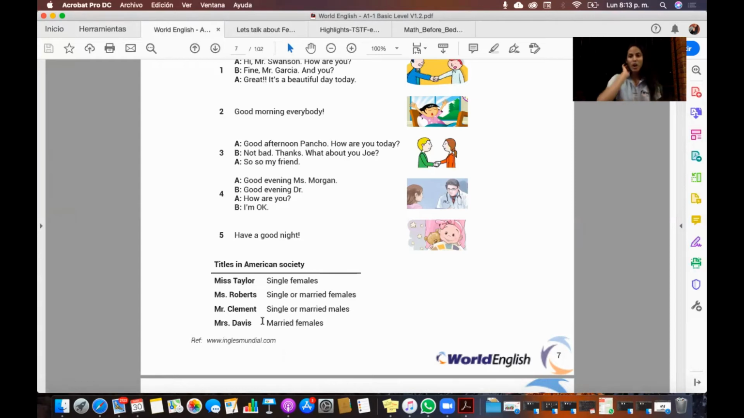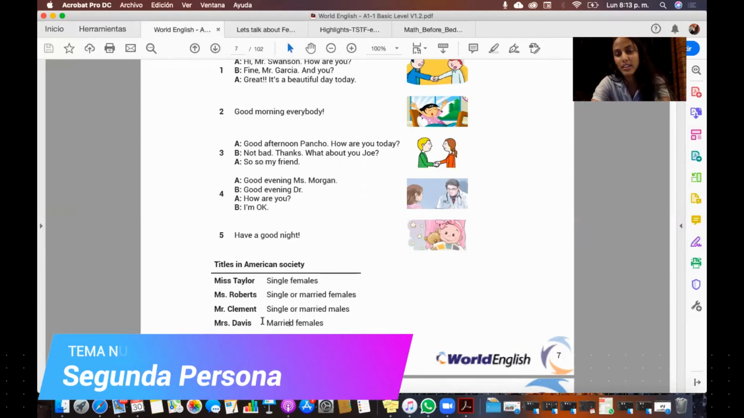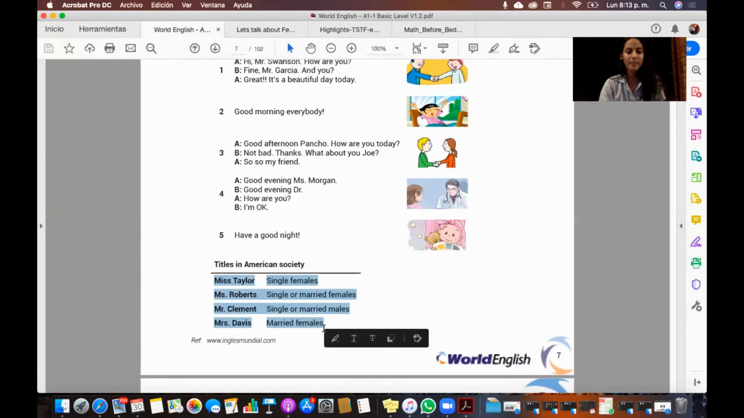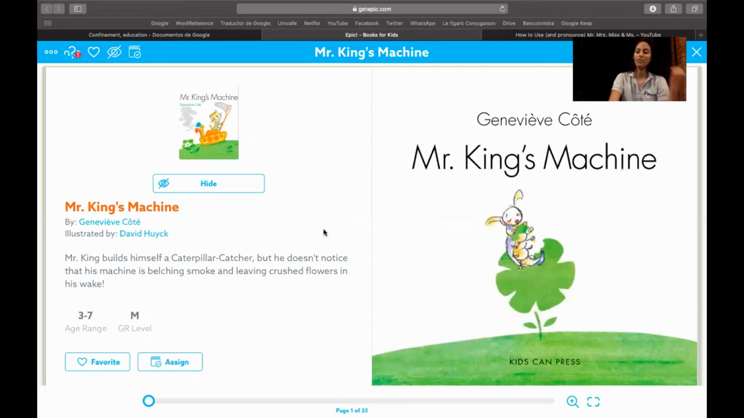And that opens our reading. That is a reading regarding the second person, the second person singular, okay? So we're going to do some exercises to practice this later, but now we're going to do a reading. So this is Mr. King's machine. So we have Mr., right? So we don't know if he's married or not. Okay, so Mr. King's machine.